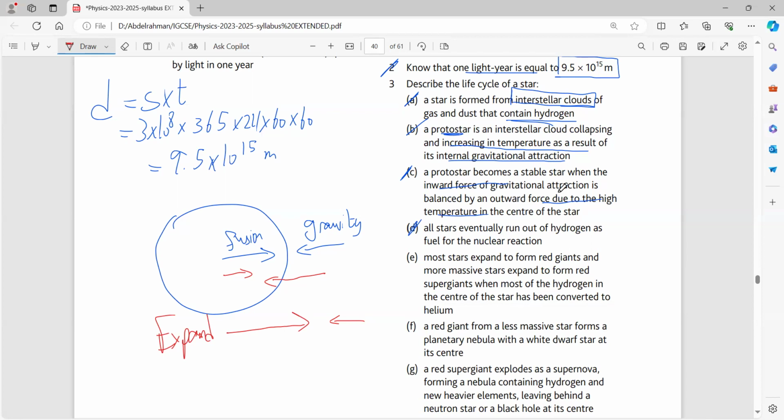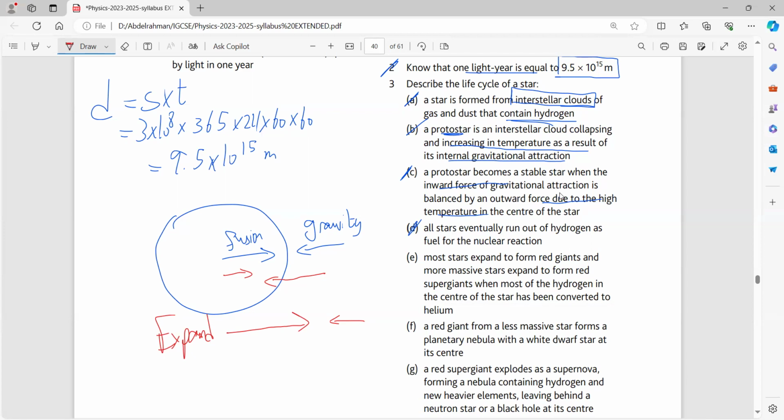When the star starts to expand, we have to differentiate between two types of stars. If you have a small or medium-sized star like our sun, okay, initially does the gravity decrease because the mass decreases because there are fewer hydrogen atoms?